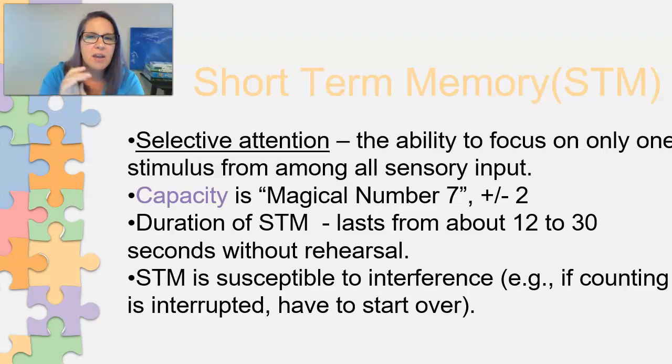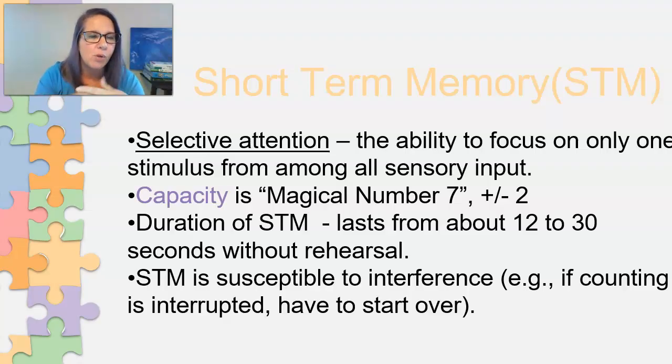So the capacity of our short-term memory is the magic number 7 plus or minus 2. What this means is that without working, without trying, without using any memory tools, we can remember 7 bits of information at any given time. And the duration of our short-term memory is only about 12 to 30 seconds, unless you do something to rehearse it.